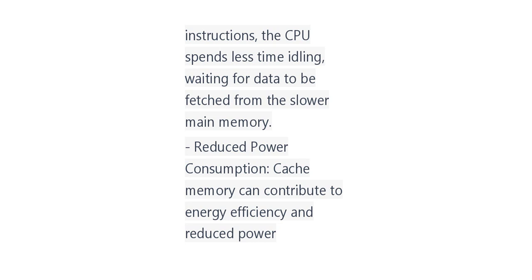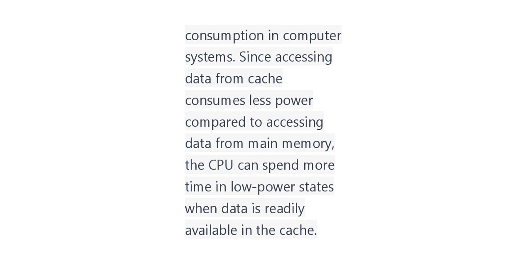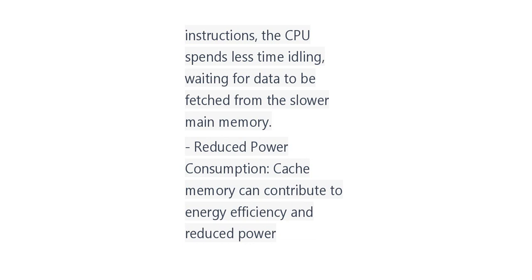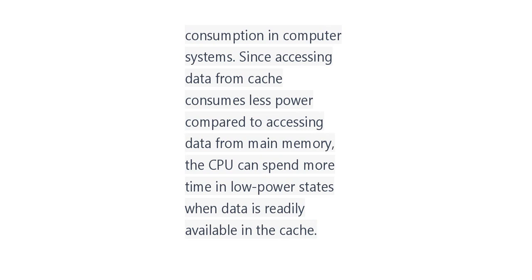Then we go to the next point, which is reduced power consumption, whereby the cache memory can contribute to energy efficiency and reduced consumption in computer systems. Since accessing data from cache consumes less power compared to accessing data from main memory, the CPU can spend more time in low power states when data is readily available in the cache. So the cache consumes less power when data is being fetched from it.